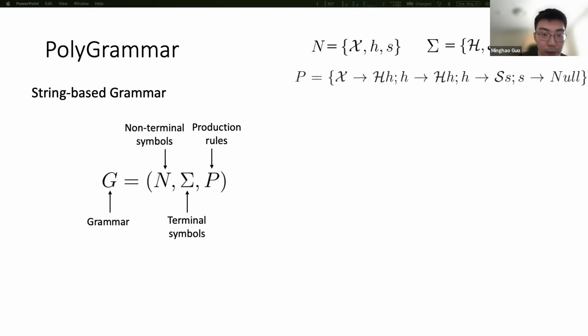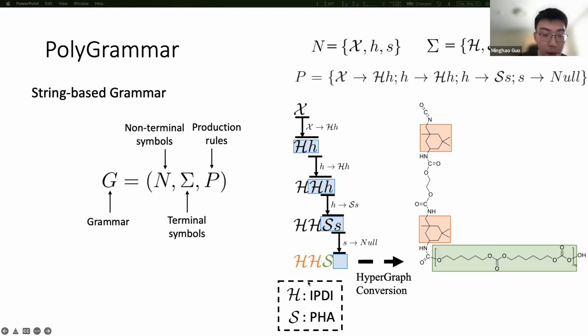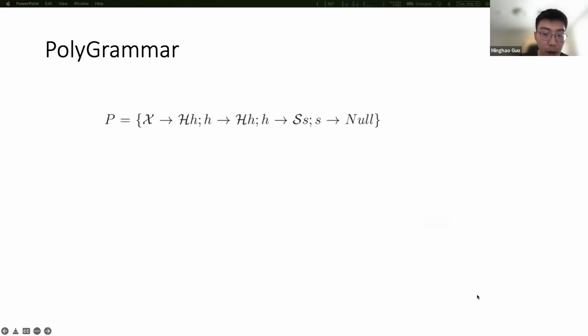A very simple example is this: there are only 4 production rules, and you can generate this string here. If you replace these nodes with corresponding monomers, you can get the polyurethane chain. But the problem with this naive formal grammar is that it can only generate molecules along one single direction.